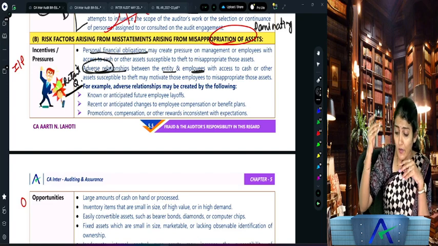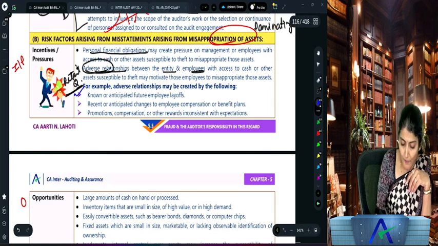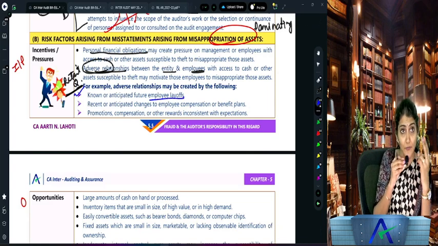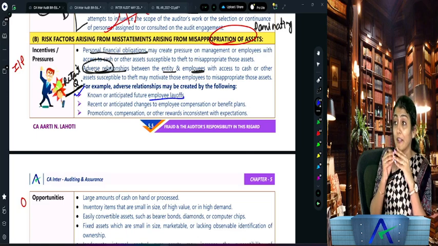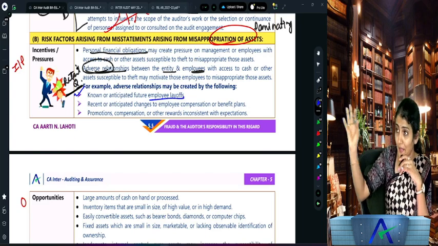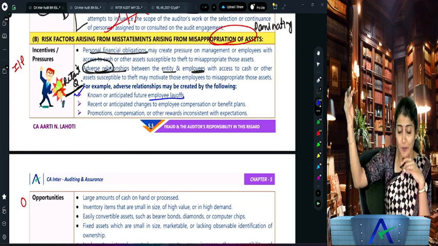Why? Because they have told you, okay, we are going to remove you from the job after 2 months. So then you say, okay, I have 2 months time. In 2 months I will manage. So, known or anticipated future employee layoff. Very soon you would be removed from the company. You say, till that time I will manage.